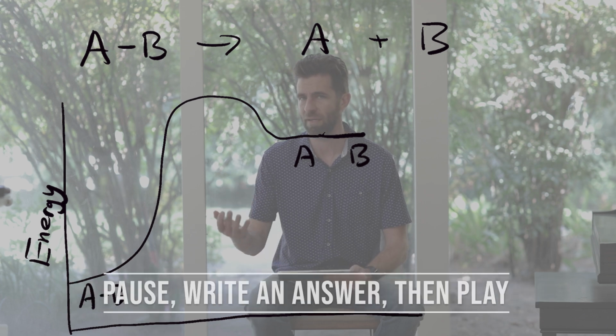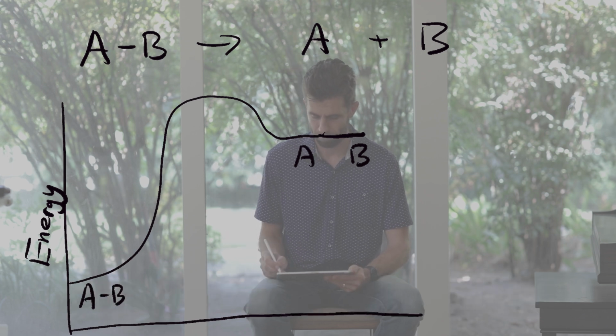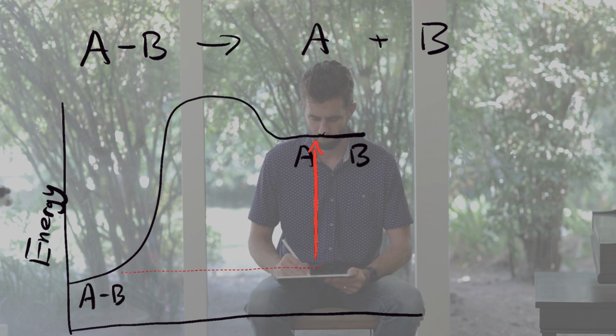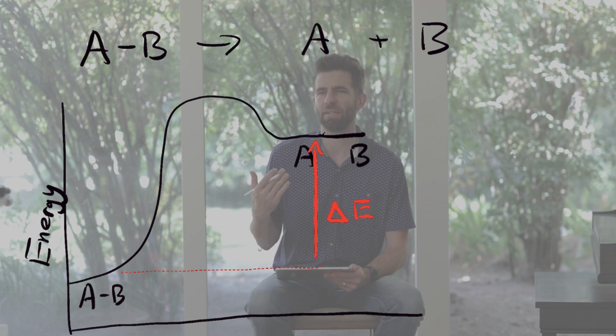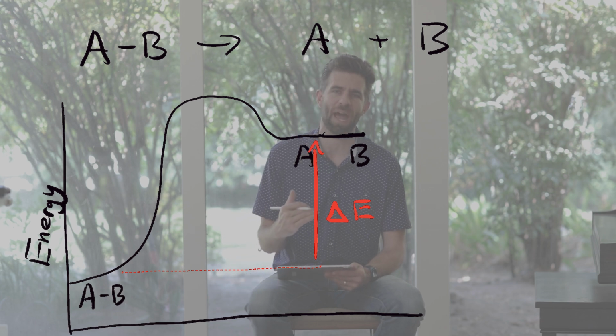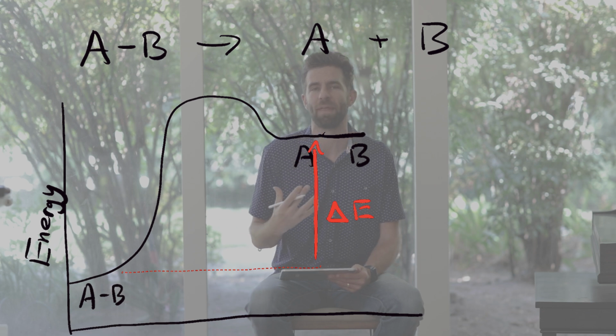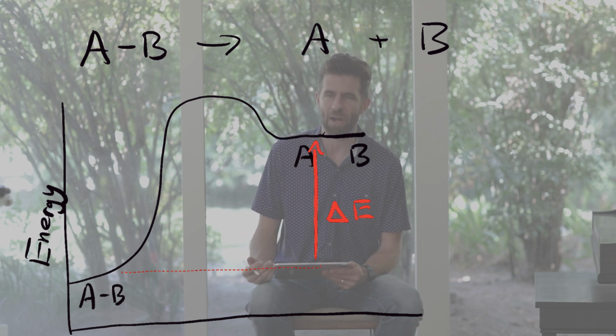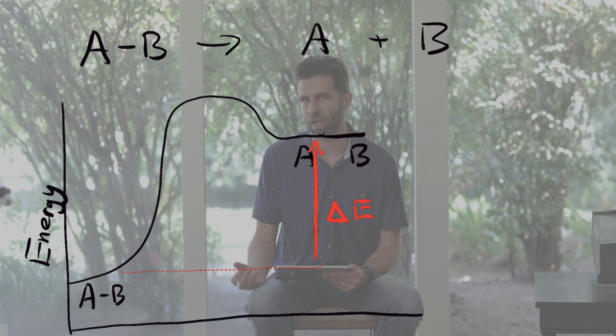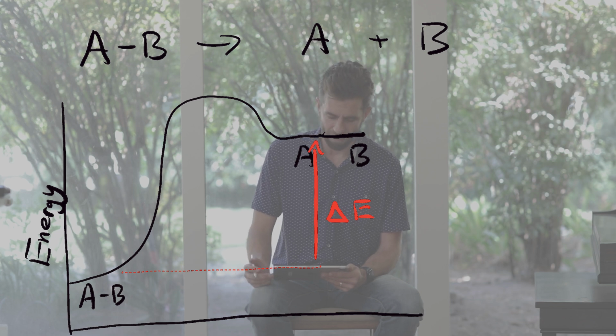Answer, and then I'll go ahead and give you an answer. We'll see if you're right. Yeah, it took a lot. It didn't give off as much energy, right? The products have more energy than the reactants. They've absorbed that energy, right? So this is a very endergonic reaction.